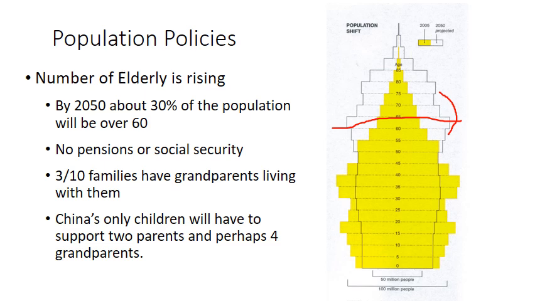And because there's no pensions or social securities, 3 out of 10 families will have grandparents living with them. And for our one-child families, they could look forward to supporting both parents and possibly up to 4 grandparents. Should be an interesting 30 years.